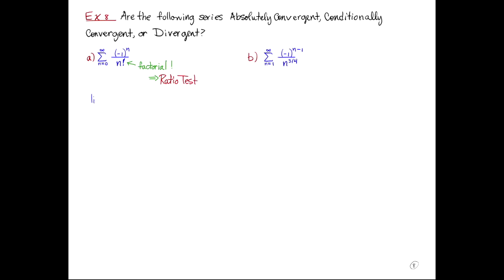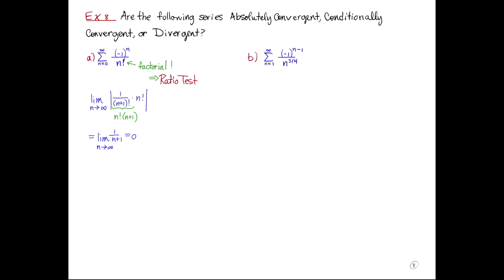We have the limit as n approaches infinity of the absolute value of 1 over (n plus 1) factorial times n factorial. (n plus 1) factorial is n factorial times (n plus 1), which means that our limit simplifies down to the limit as n approaches infinity of 1 over n plus 1, which is equal to 0.